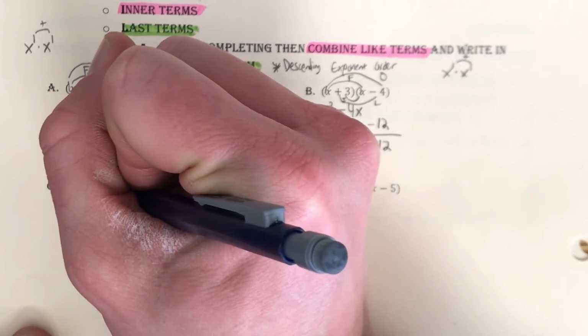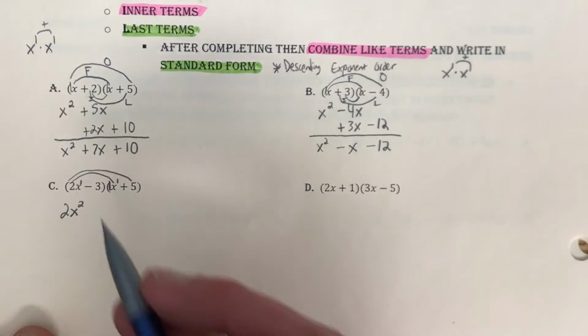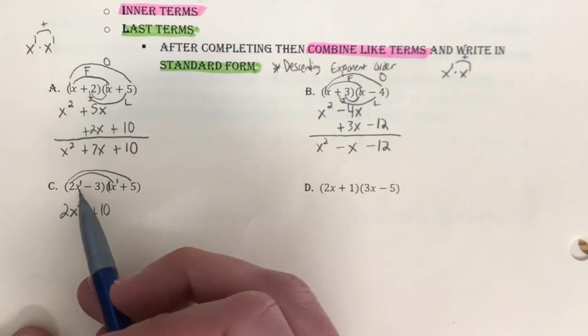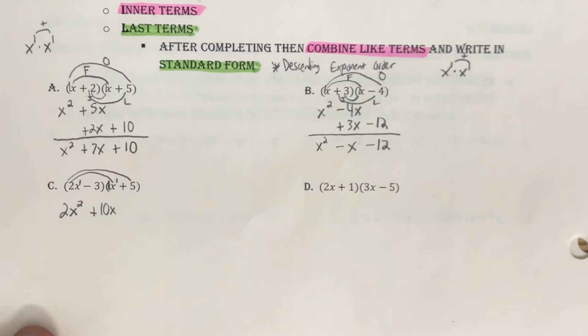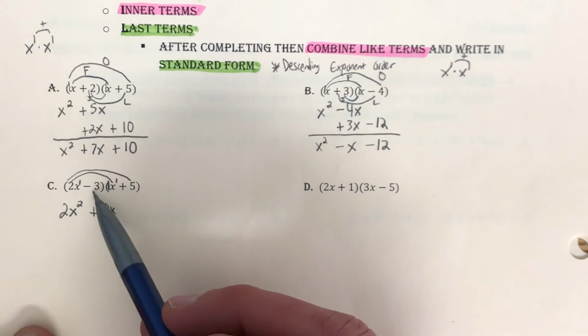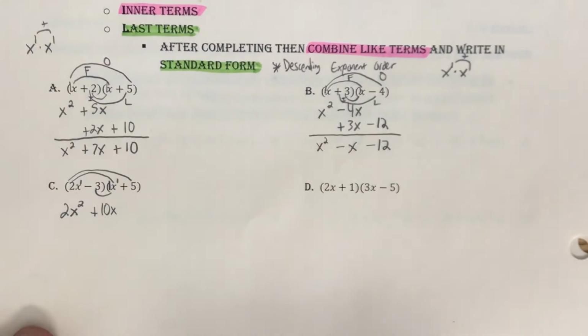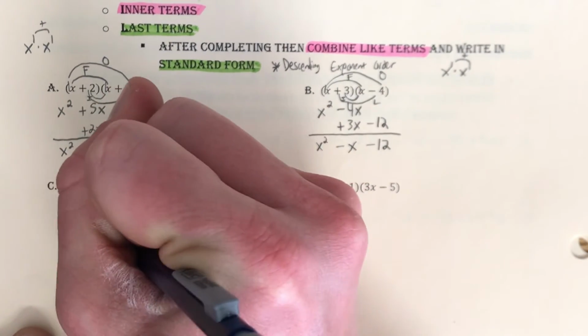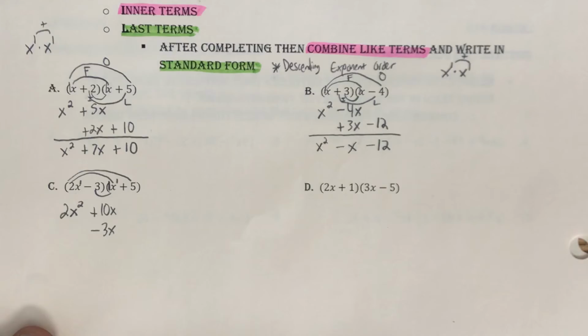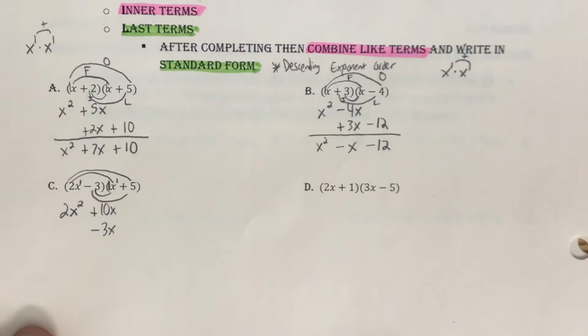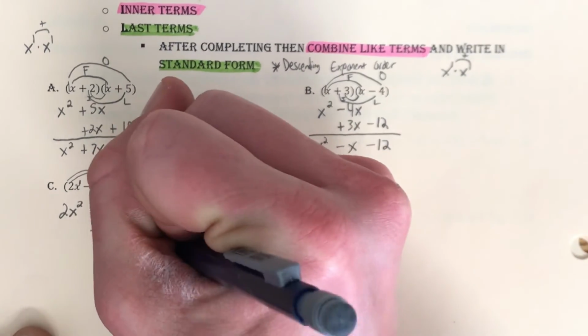Then we do the outer term, so 2x times positive 5. Well, 2 times positive 5 is positive 10. No x to combine with, so bring that down, so that makes that positive 10x. Then inner terms, so negative 3 times x. Well, negative 3 times x is negative 3x. And then last terms, negative 3 times positive 5, that is negative 15.